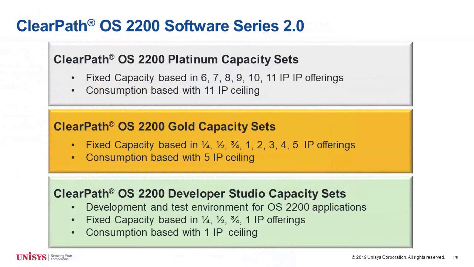And with the Developer Studio, we've implemented new fixed capacity and consumption models as well. Again, Developer Studio is for development only, where Gold and Platinum are production levels of OS 2200 processing. With the Developer Studio, you can get a fixed capacity similar to the entry levels of the OS 2200 Gold. Lines up with the offerings we've had on our SDK for Dorados, or you can have a consumption pay for use with a fixed ceiling of 1 IP.